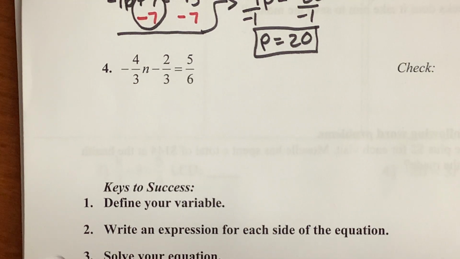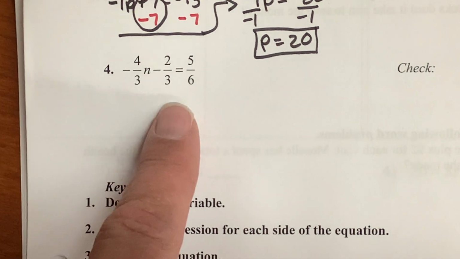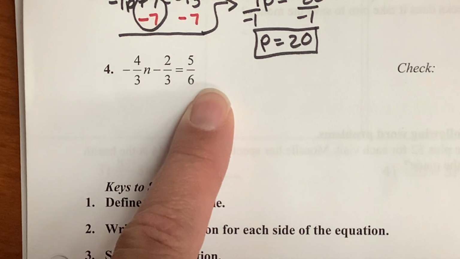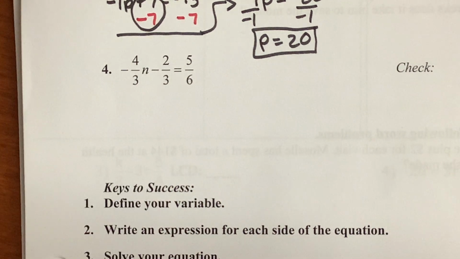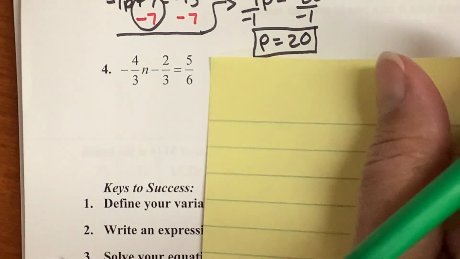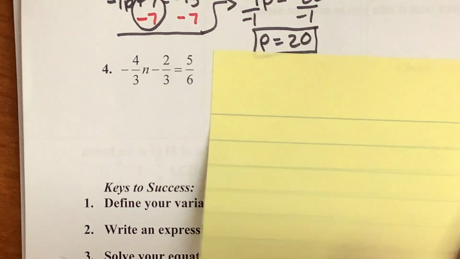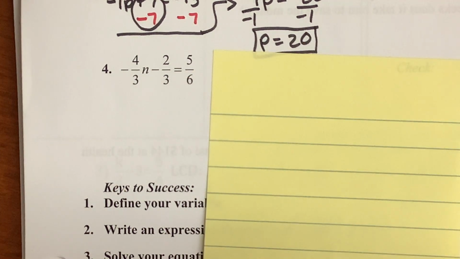Okay, now the hard part. That has everything everyone hates about math. In other words, it's got fractions. And in order to add or subtract fractions, so if I want to move that fraction to the other side, I have to have a common denominator. So what I'm going to do is look at those numbers and find the common denominator. So the least common denominator between 3 and 6 is 6.